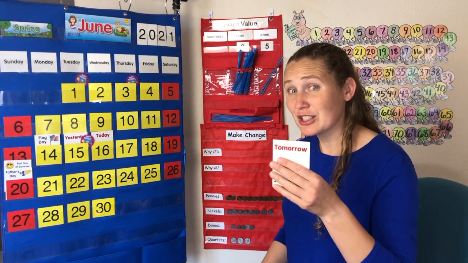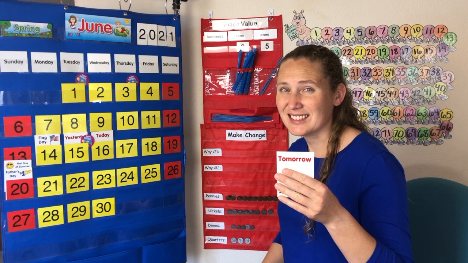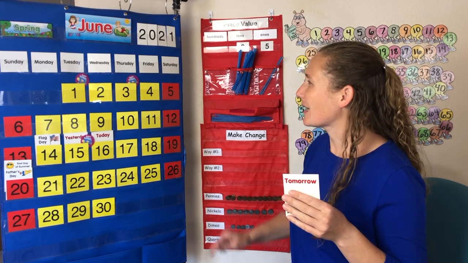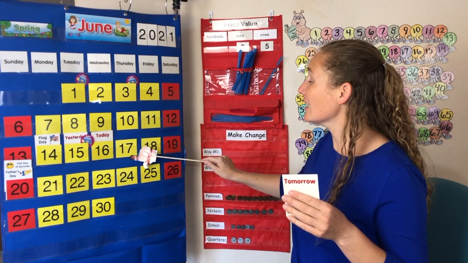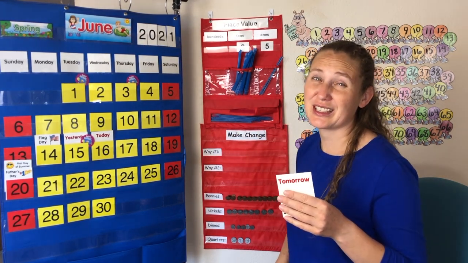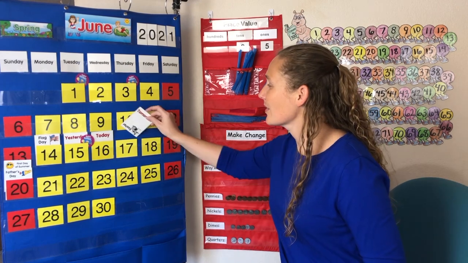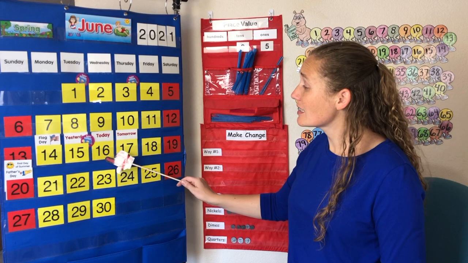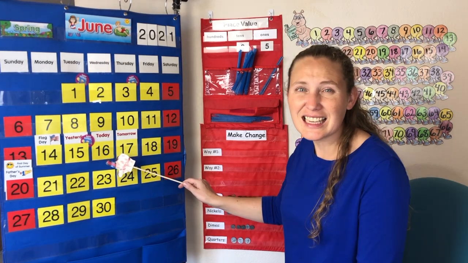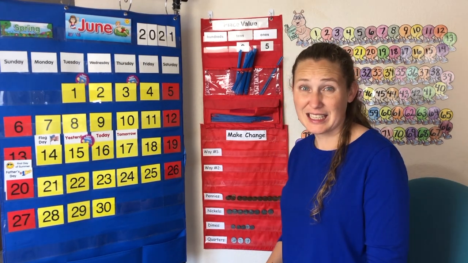Do you know what tomorrow will be? Tomorrow will be Thursday, June 17th, 2021. Today's number is the number 16. Let's count down from 16 together.